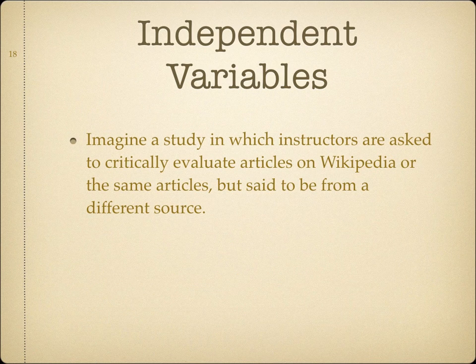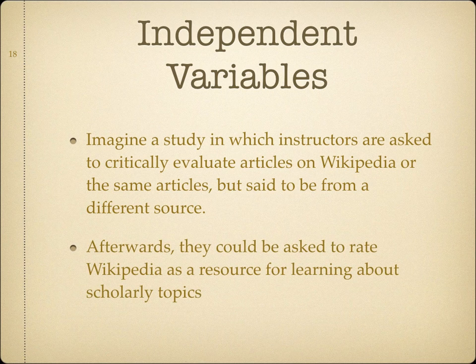Let's talk a little bit more about this because these are really critical features to make sure we understand well. Imagine that we've got a study in which instructors are asked to critically evaluate articles on Wikipedia, or the same article, but we say it's from a different source. Afterwards, we ask them to rate Wikipedia as a resource for learning about scholarly topics. Now, we all know that instructors, on average, have a negative attitude about Wikipedia. They tell you not to use it as a resource in your classes, etc.